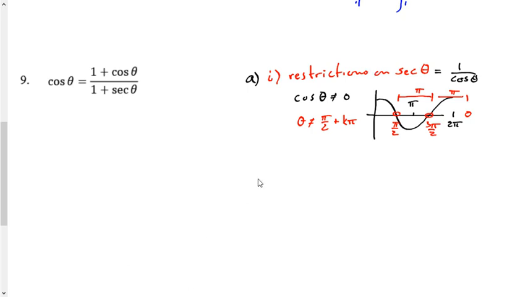So that was the first part. The second question that we ask is what makes the denominator 0? So the denominator can't equal 0, which means 1 plus secant theta can't equal 0. So now I'm looking at the denominator and I'm solving this equation. Secant theta can't equal -1.